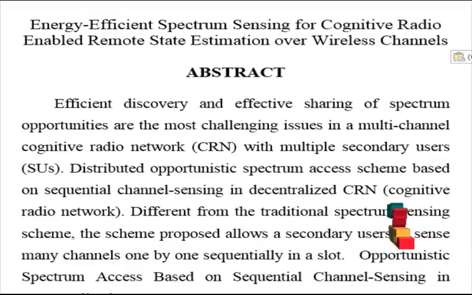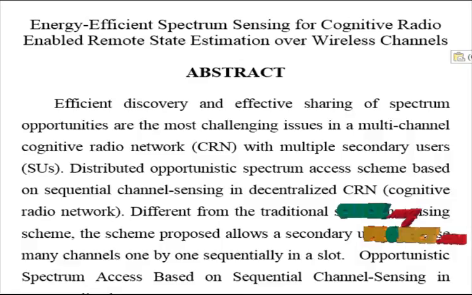Energy efficient discovery and effective sharing of spectrum opportunities are the most challenging issues in a multi-channel cognitive radio network with multiple secondary users. A distributed opportunistic spectrum access scheme based on sequential channel sensing in decentralized CRN is proposed. Different from the traditional spectrum accessing scheme, the proposed scheme allows a secondary user to sense many channels one by one sequentially in a slot.